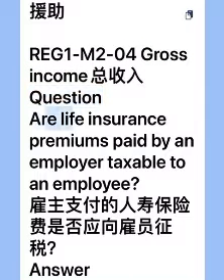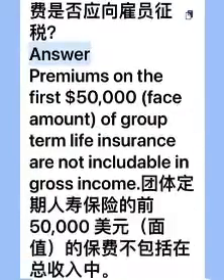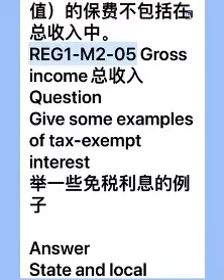Reg 1 M2-04 Gross income. Question. Are life insurance premiums paid by an employer taxable to an employee? Answer. Premiums on the first $50,000, face amount, of group term life insurance are not includable in gross income.